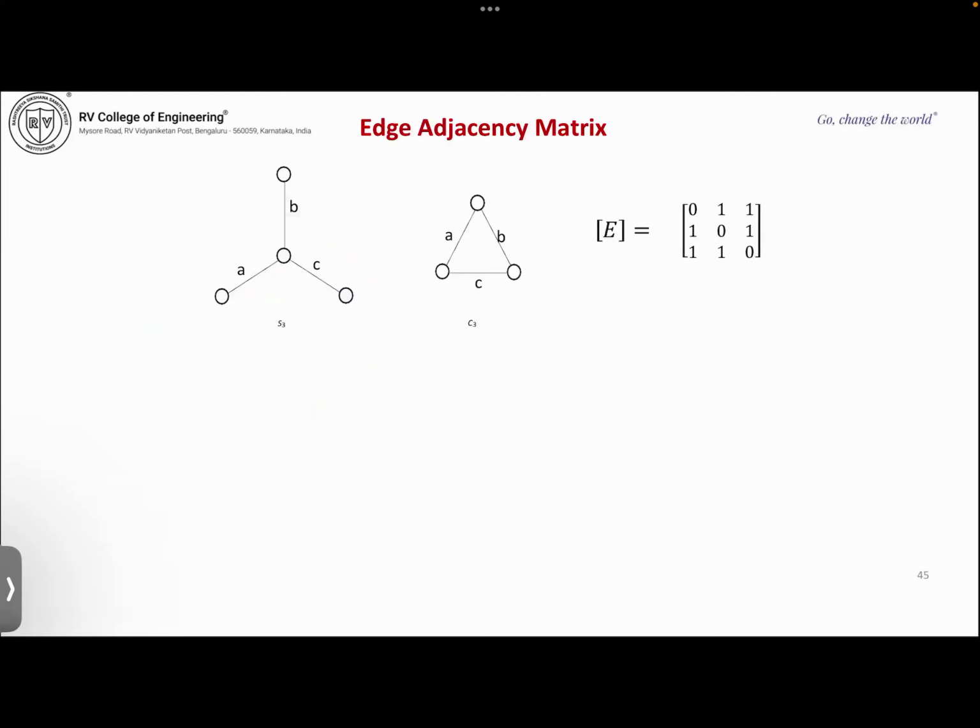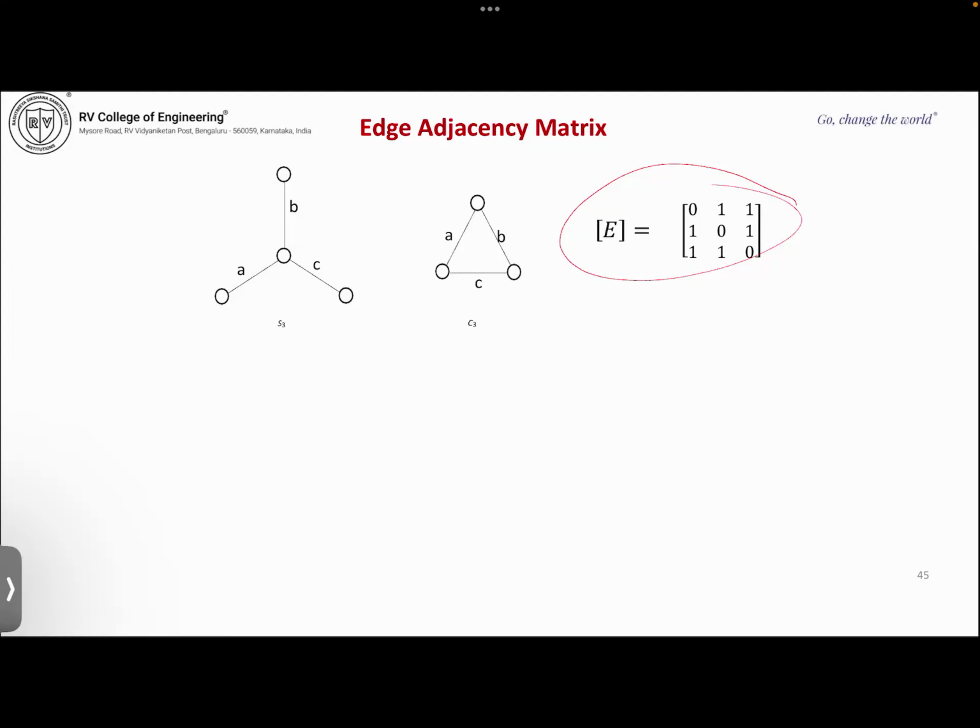Let us find the matrix for this graph. You can see that these are two different molecules, but we get the same edge adjacency matrix. This is one of the limitations. Therefore, the edge adjacency matrix alone cannot give clear, complete information about the molecule.